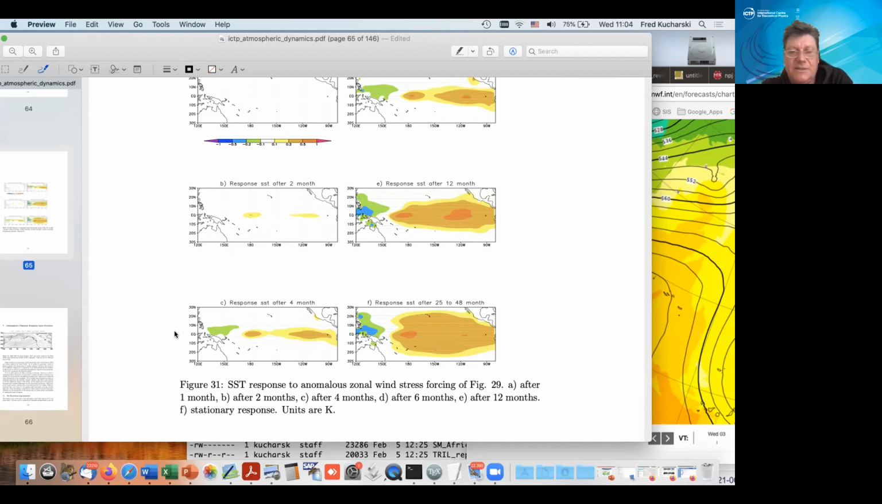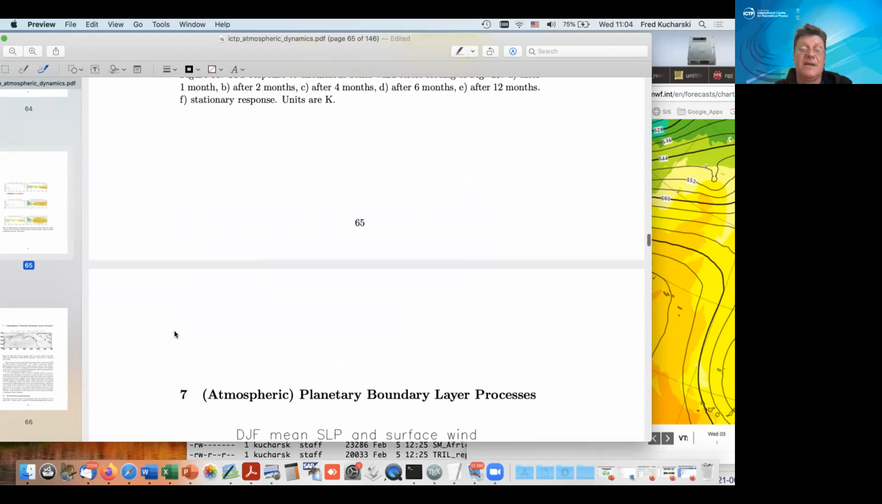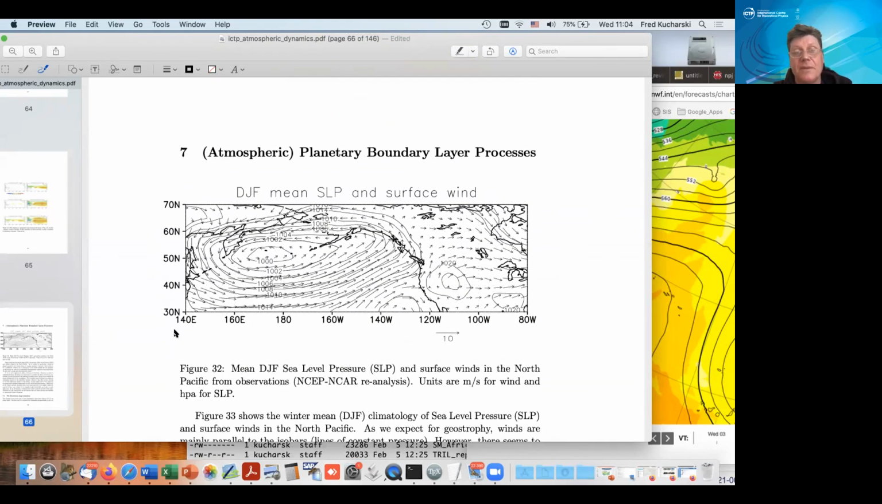And we will discuss this in more detail also in tomorrow's lecture, how this exactly works. But that is the main reason for discussing the lecture today. So if I say planetary boundary layer processes, really the main aim is here to introduce this Ekman pumping mechanism.